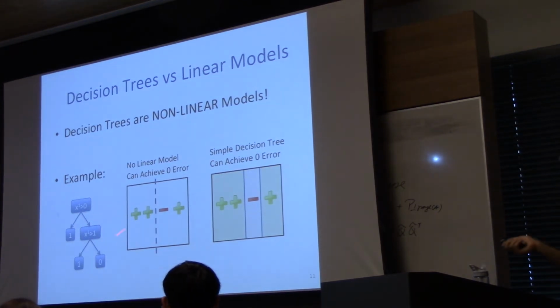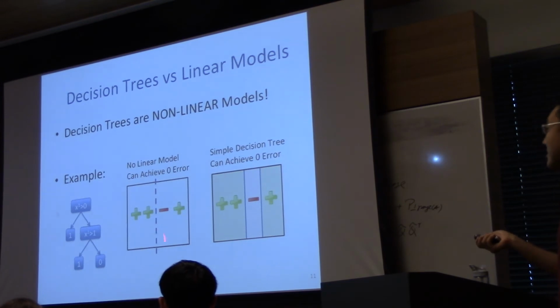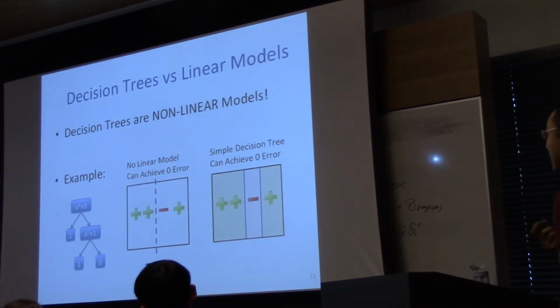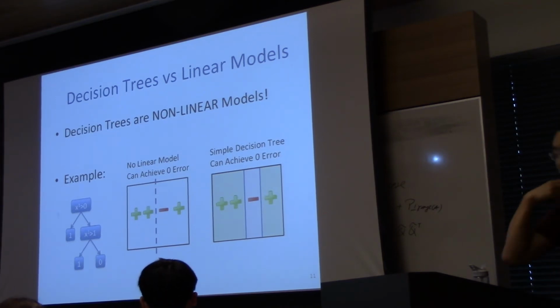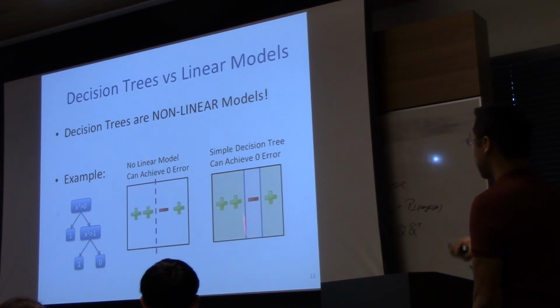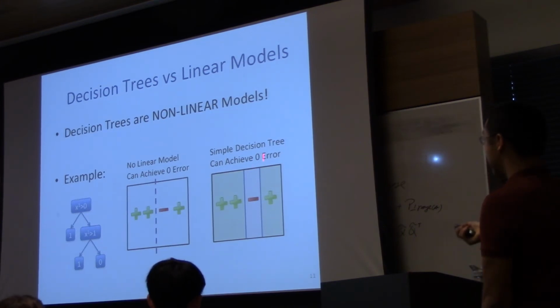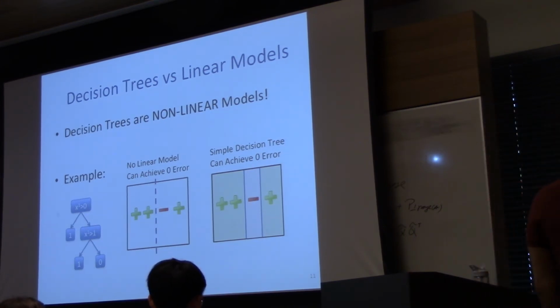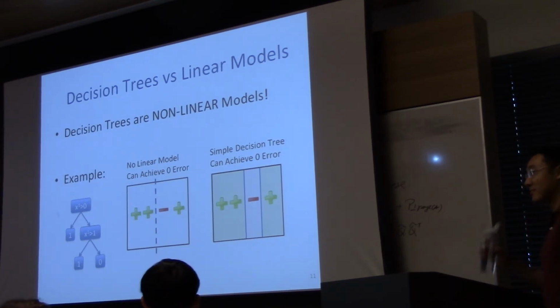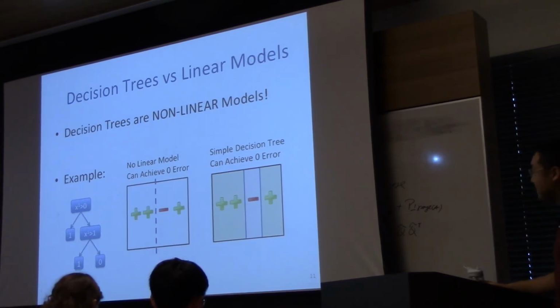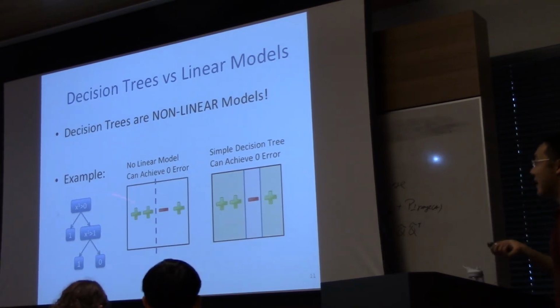So let's take a look at this data set. All right. Again, the vertical dimension is irrelevant because they're all constant for all the examples in this data set. No linear model can achieve zero error on this data set. Whereas a simple decision tree that first branches here and then on this subtree branches like this can achieve zero error. It branches on the same feature twice. So decision trees, and you can imagine a very complicated decision tree, can be highly nonlinear in this way.